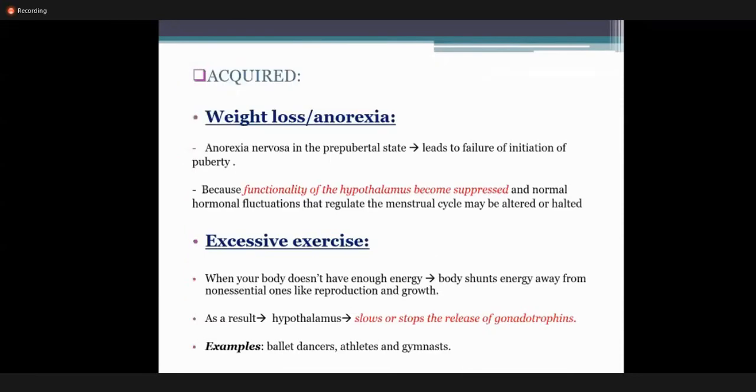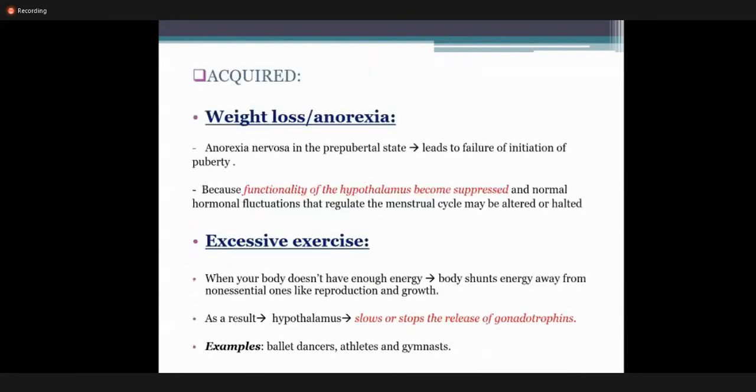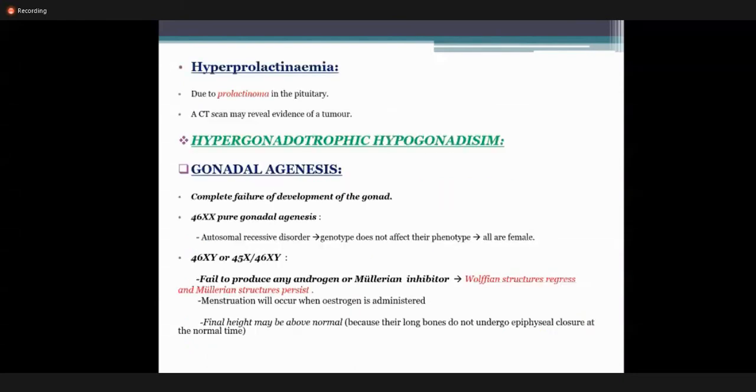Then there will be acquired conditions. That is, with normal stature, there will be hypogonadotropic hypogonadism, or acquired conditions like weight loss. With weight loss or anorexia, what happens is a failure of initiation of puberty. This is mainly because the functionality of the hypothalamus becomes suppressed and the normal hormones that regulate the menstrual cycle fluctuate. Girls who do excessive exercise, like athletes, also have slow or stopped release of gonadotropin from the hypothalamus, and they also suffer from acquired GnRH deficiency and amenorrhea. Hyperprolactinemia is another cause of amenorrhea, and this may be associated with pituitary tumors, like a micro- or macroadenoma of the pituitary gland.